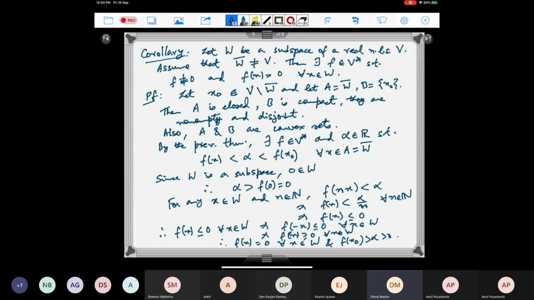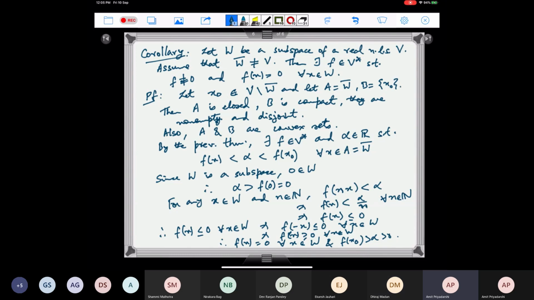So in this corollary, can we also prove it using the first version of the Hahn-Banach separation theorem? I know that W closure is not V, right? So I can take one open set to be the complement of W closure. Okay. No, see the previous one.